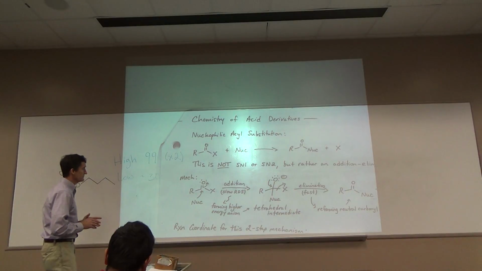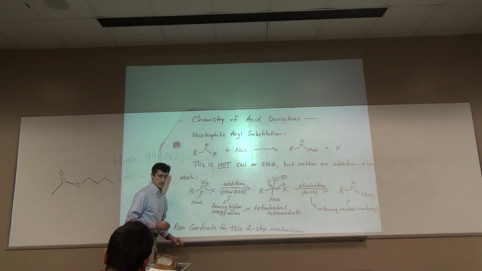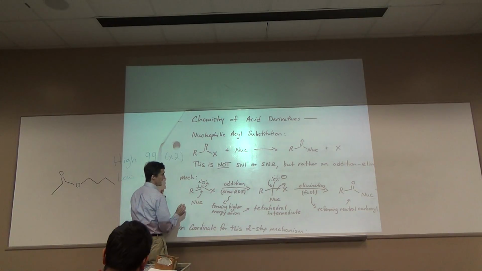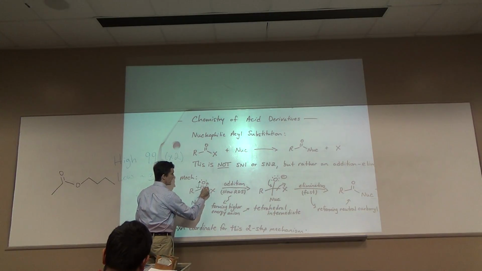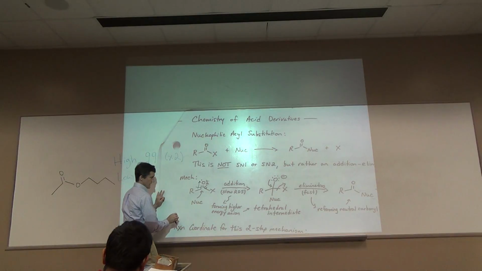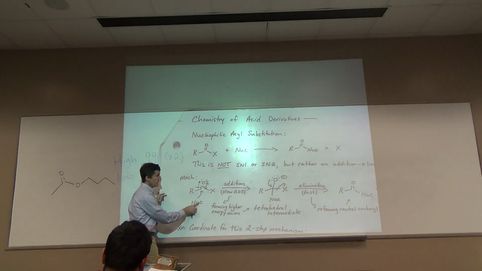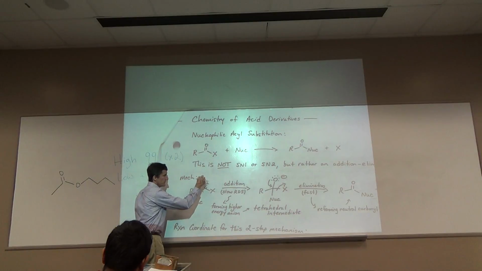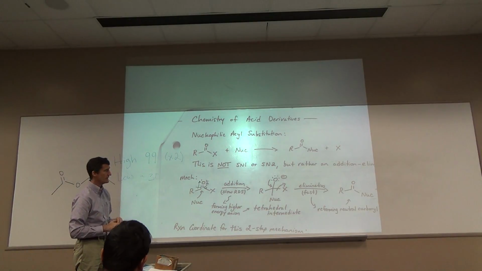Okay, mechanism. The nucleophile is going to attack the carbonyl. Now the carbonyl is polarized. You have partial positive on the carbon, partial negative here. The nucleophile is going to have high electron density. It may be neutral or it may be an anion. It'll be attracted to the carbonyl. We can add to the carbonyl, and then the electrons are going to move up onto oxygen. We're going to push them up onto oxygen.